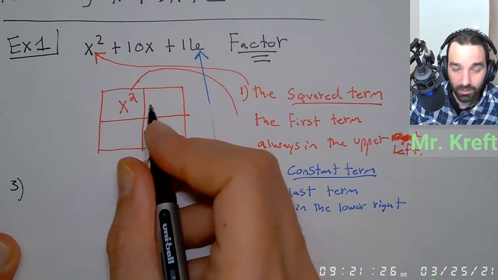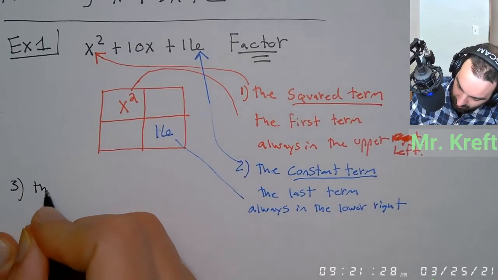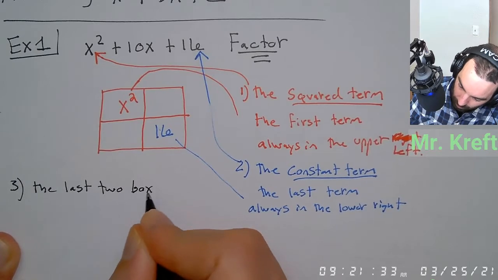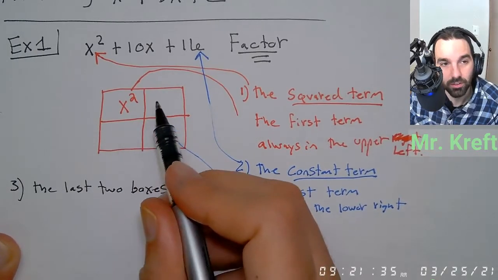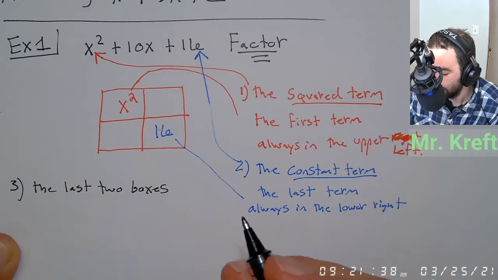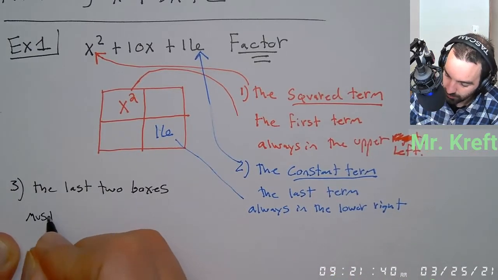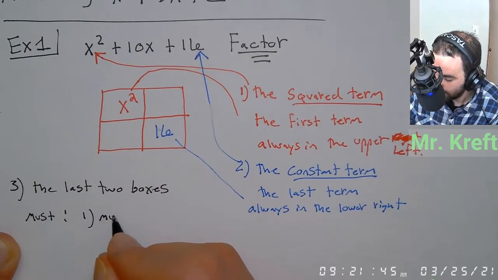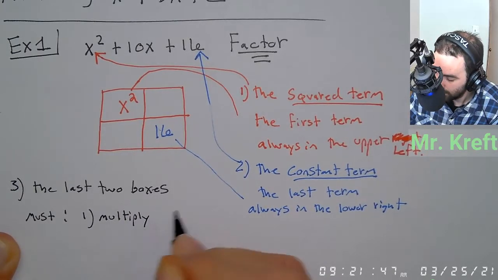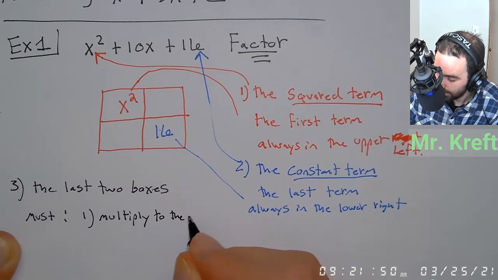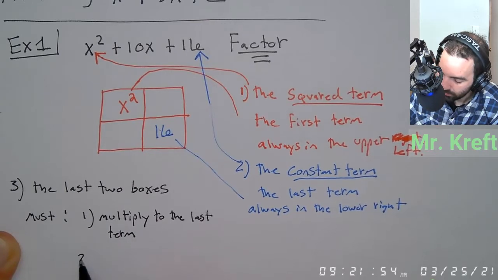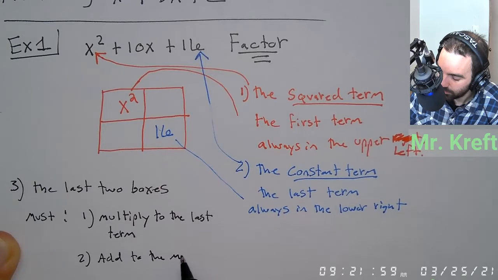The last 2 boxes, right? So I'm talking about these boxes right here. So the last 2 boxes must, 1, multiply to the last term, and 2, add to the middle term.